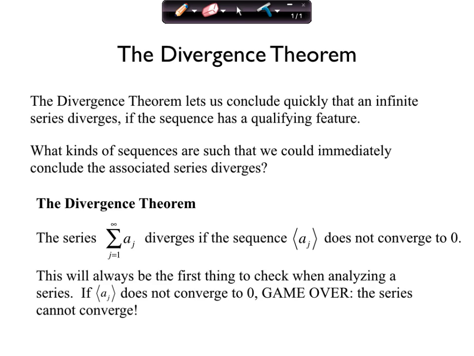So this is always going to be the first thing when checking series. We're going to learn lots of different ways to check series for convergence or divergence. This will always be the first thing you check. If your sequence doesn't converge to 0, game over. The series cannot converge. That's the divergence theorem. So the only series that converge are the ones whose sequences converge to 0.